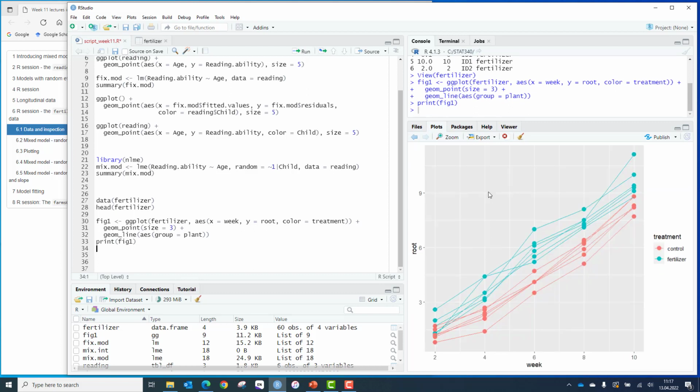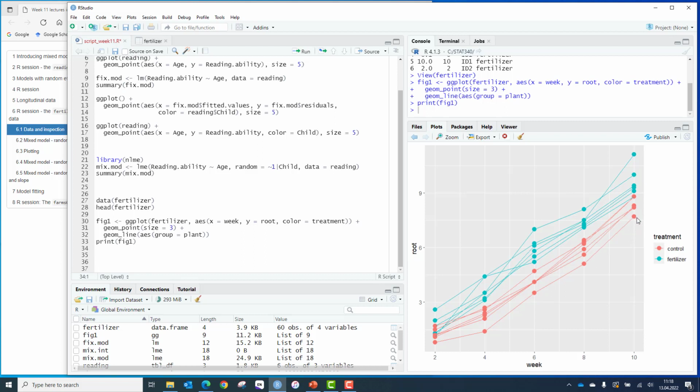This is how it looks. And I think this is a really nice way of displaying. You have the time over here in week. You have the response up here, the root growth, the length of the roots. You have the treatments by color, and we can immediately see the difference between the treatments. And also we have these lines connecting the measurements from the same plant. So we can immediately see here that, okay, this plant here, I don't know which one it is, but it was the smallest plant at week 2. It's still the smallest at week 4, 6, 8, and 10, right?